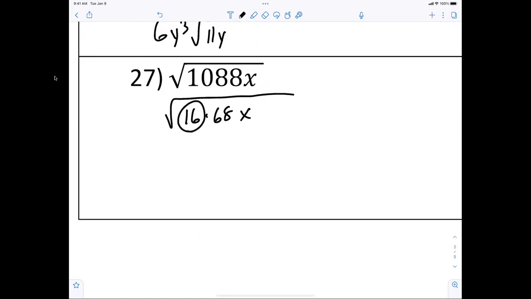16 times 4. Uh-oh. Does 68 break down? No. Yes. Well, don't listen to him. 68 divided by 4. That's the first number I would divide by. What's 68 divided by 4? 17. There you go.